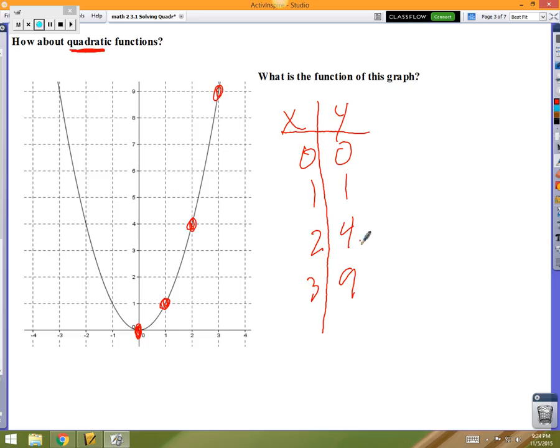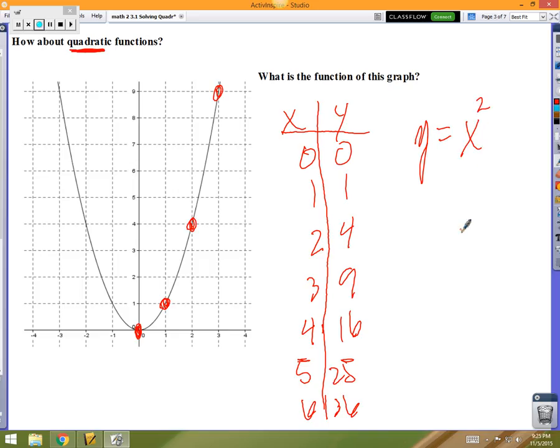So here's what's happening. The next dot is going to be over 4, up 16. And then over 5, up 25. Over 6, up 36. So this pattern, all they're doing is squaring it. So to get the y, all you do is take whatever the x is and square it, you times it by itself. And then notice this graph, it's not straight, it's curved. This is called a parabola.